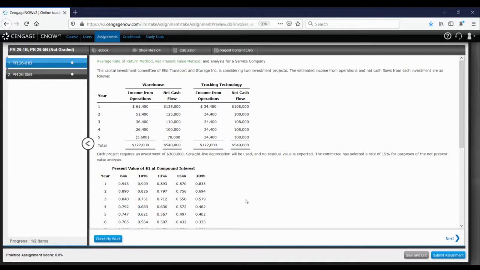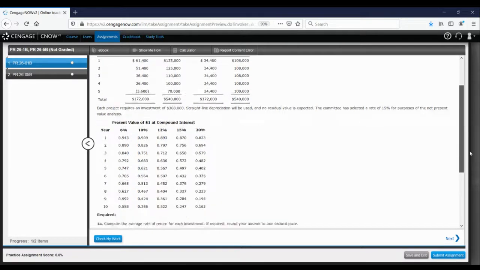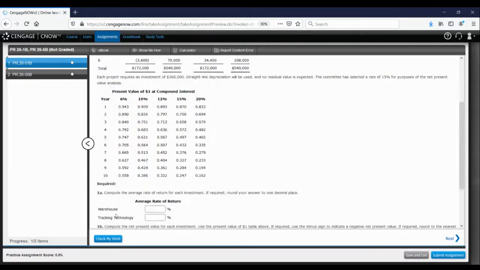And then we're going to compare that present value to what we are initially going to pay for the asset, and the difference will be the net present value. But before we do that, what we're going to be doing is the average rate of return on each one of these investments for the warehouse.